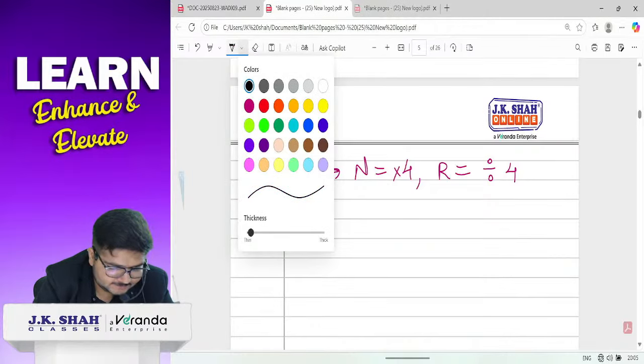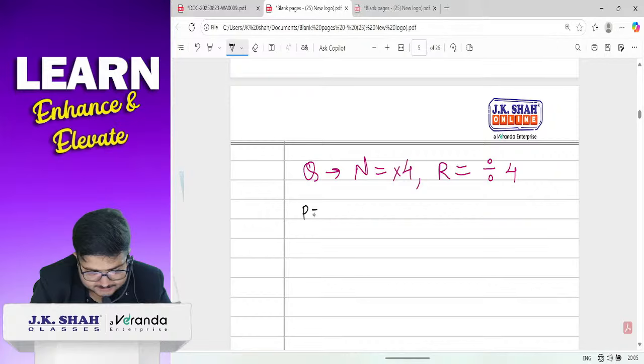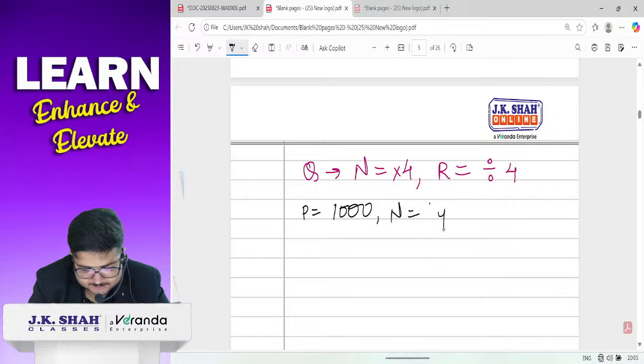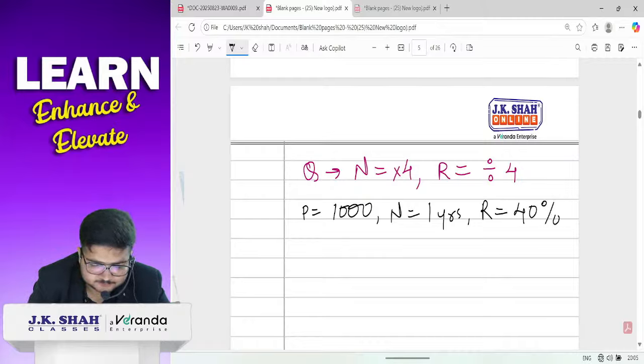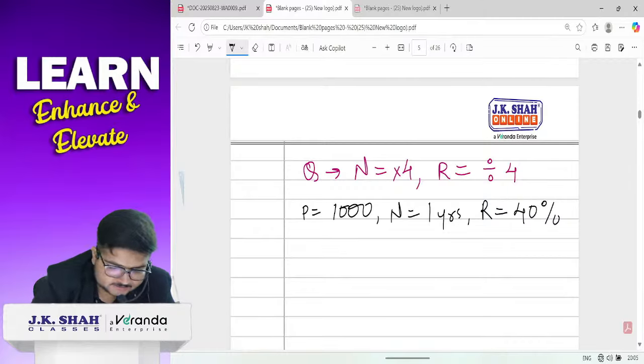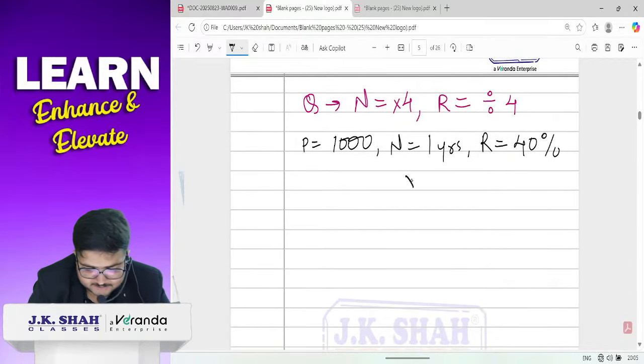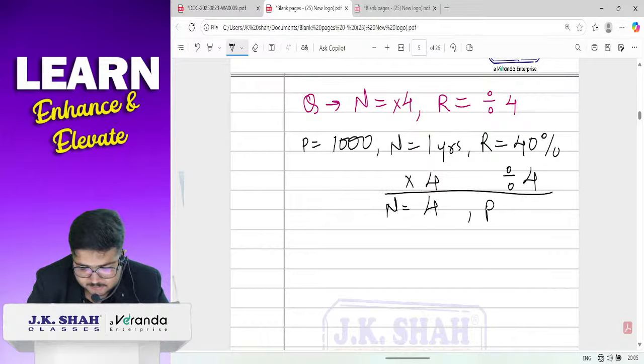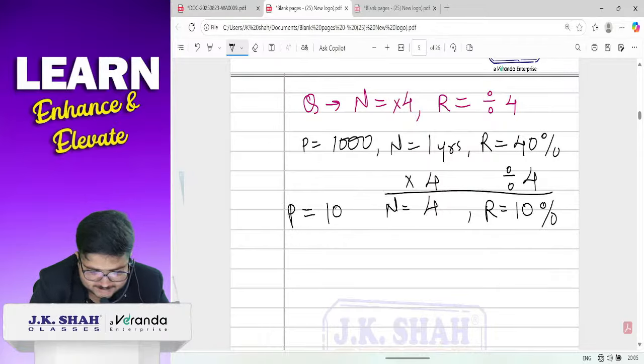They have given you principal as 1,000, number of years as 1 year, and rate of interest as 40%. Very easy numbers they have given you. Let us make adjustments. N will be multiplied by 4, R will be divided by 4. Your new N will be 4 and your new R will be 10%. Principal, you don't have to make any adjustment.